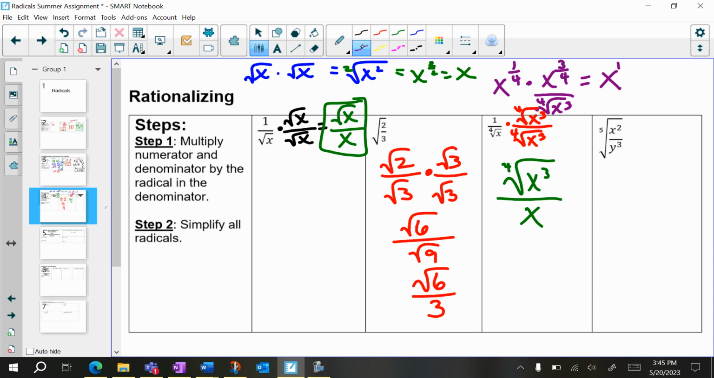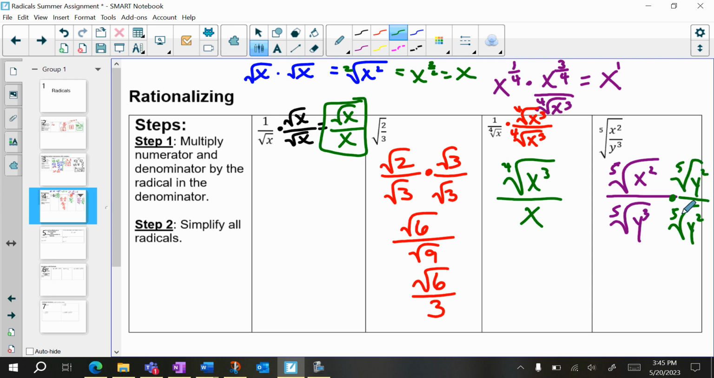Next, I have the 5th root of x squared over y cubed. So again, I like to separate. So I have the 5th root of x squared over the 5th root of y cubed. Now ask yourself right now, what would you have to multiply the numerator and the denominator by in order to get just y in the denominator? If you said the 5th root of y squared, you would be correct.